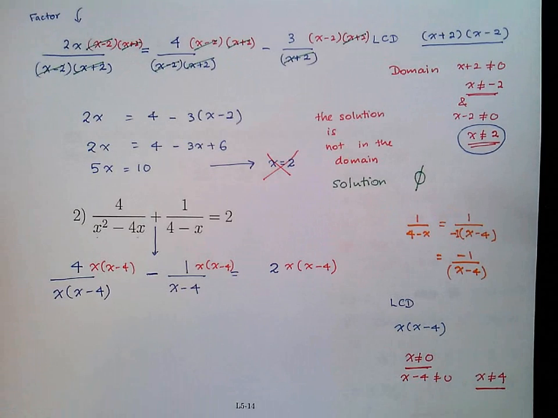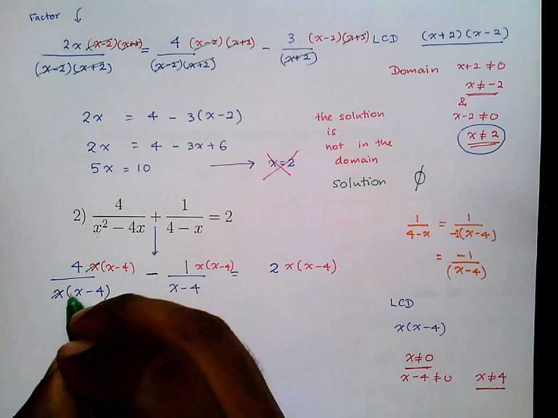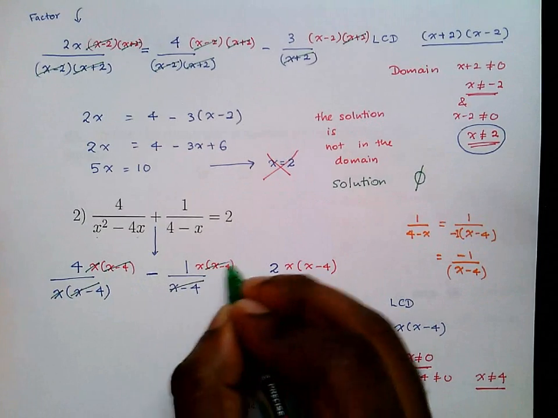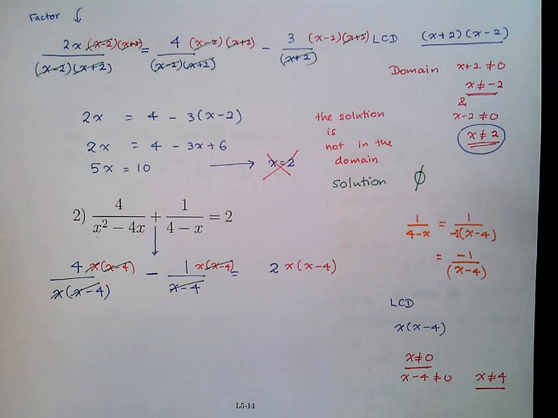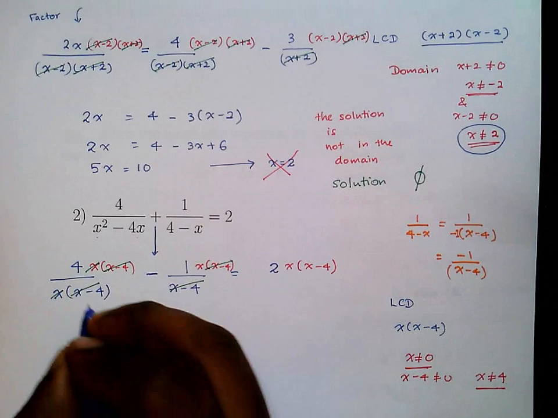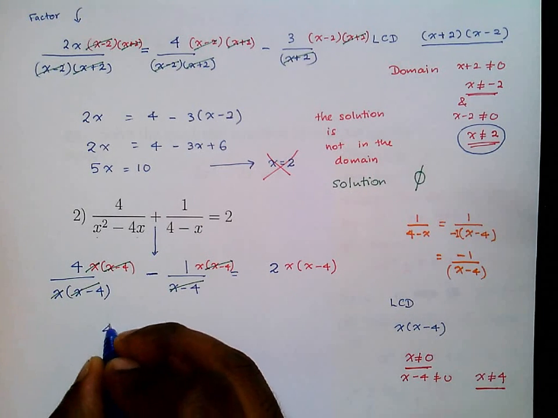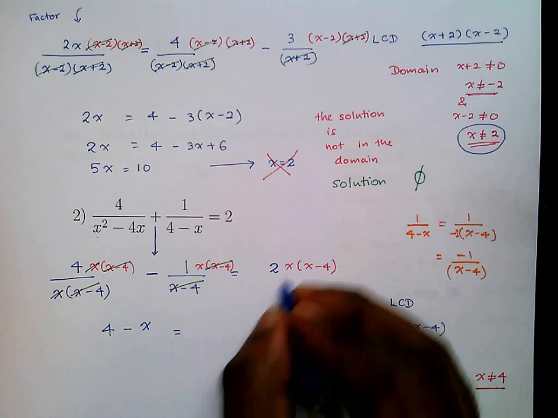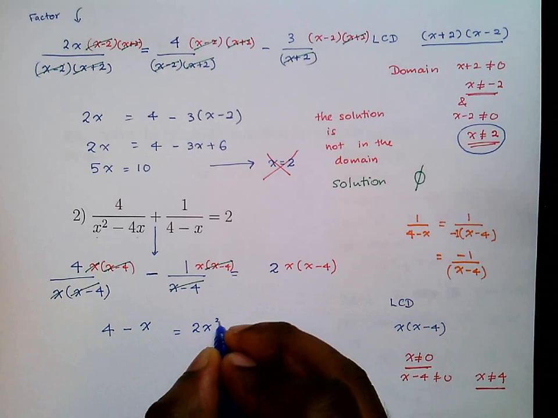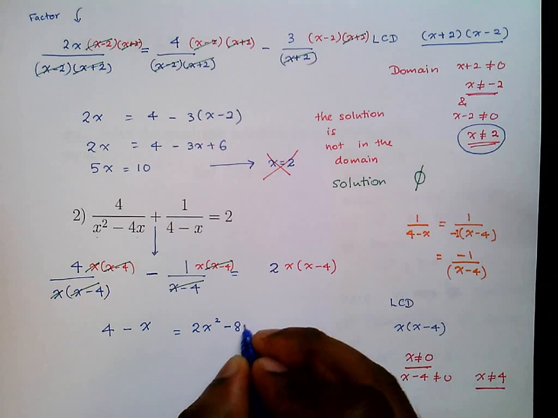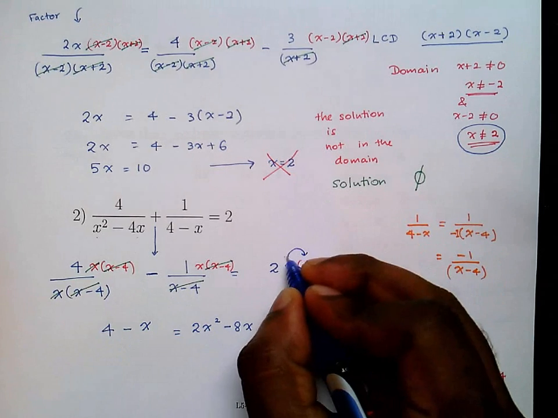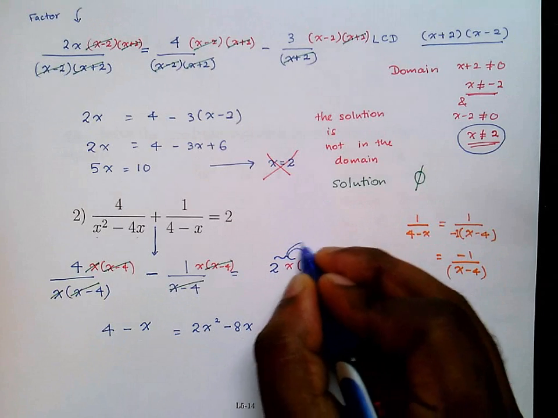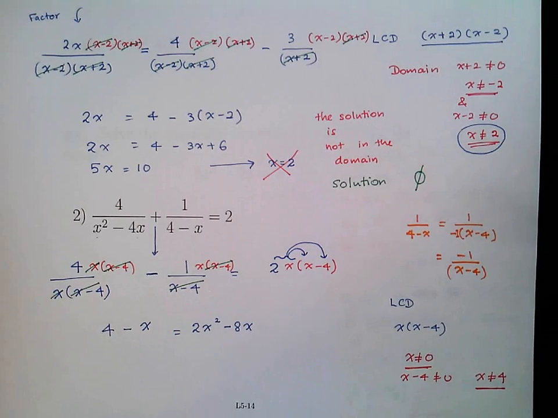Now let's see how things cancel off. Well, of course, everything cancels off here. Here you get x minus 4 cancelled, and here the denominator cancels. Alright, now write down what's remaining. That would be 4 minus 1 times x is equal to, here you get 2x squared minus 8x, because you can distribute this 2x squared to both of these terms.